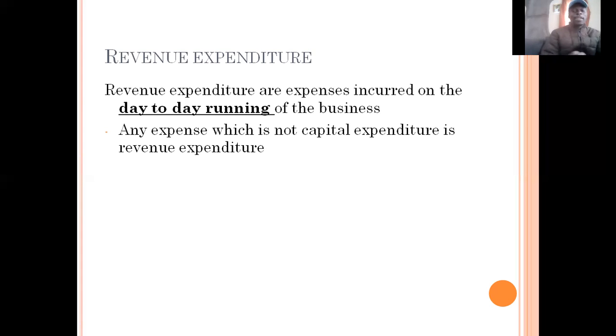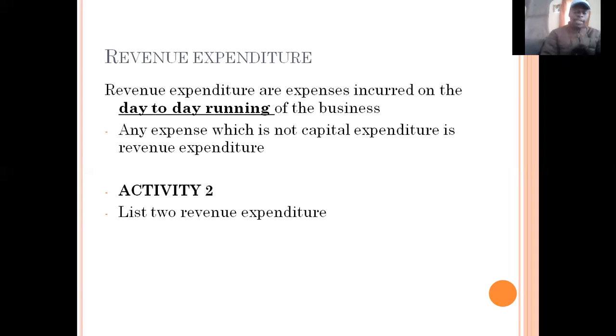This can be a very tricky definition because you might fail to decide whether something is a capital expenditure, but that's how you go about it. Revenue expenditure, these are expenses that you incur on day-to-day running of the business. Let's get to an activity which can help reinforce the concept of revenue expenditure. I'll give you 1 minute. You can pause the video, then we start from there.